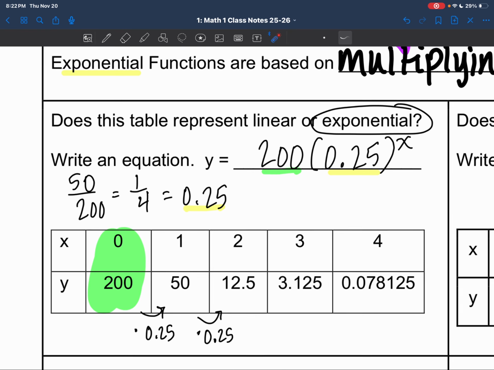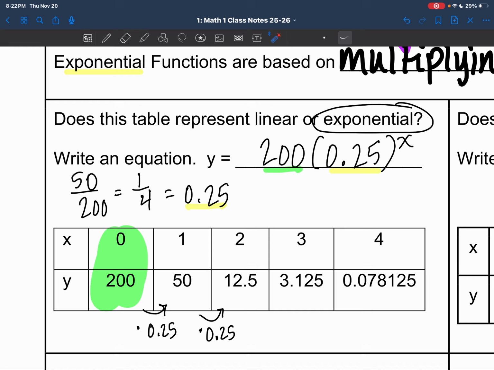All right, so let's get started determining if this is linear or exponential. So we know right now our y-intercept is 200, but now we need to figure out the pattern. What are we multiplying or adding to get from one to the next? If we were to add or subtract, going here would be minus 150. Well, that's okay, but that is not minus 150 here. So we know it's not linear.